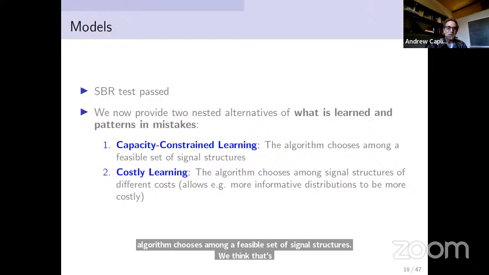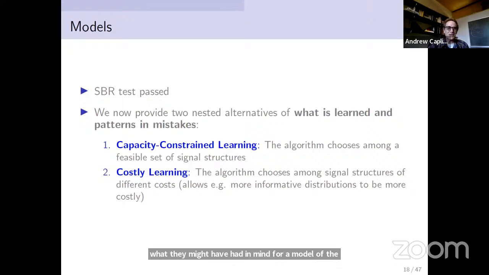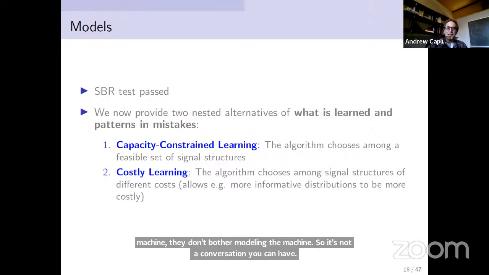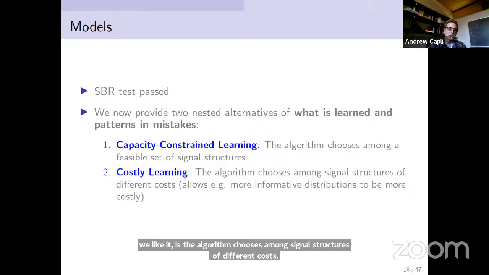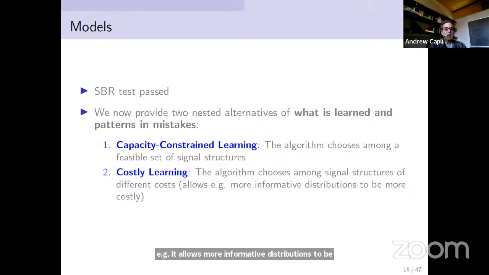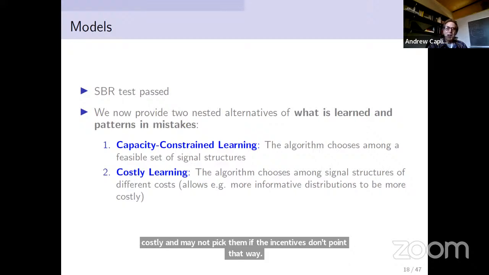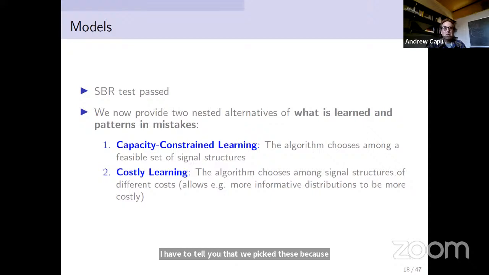They don't bother modeling the machine, so it's not a conversation you can have. And the second one we're going to bear in mind, because we like it, is the algorithm chooses among signal structures of different costs. E.g., it allows more informative distributions to be more costly and may not pick them if the incentives don't point that way. I have to tell you that we picked these because, you know, the first one is natural and the second one is rational inattention.